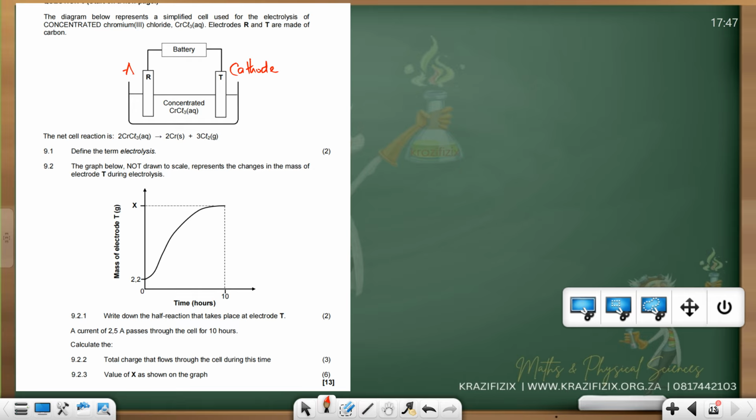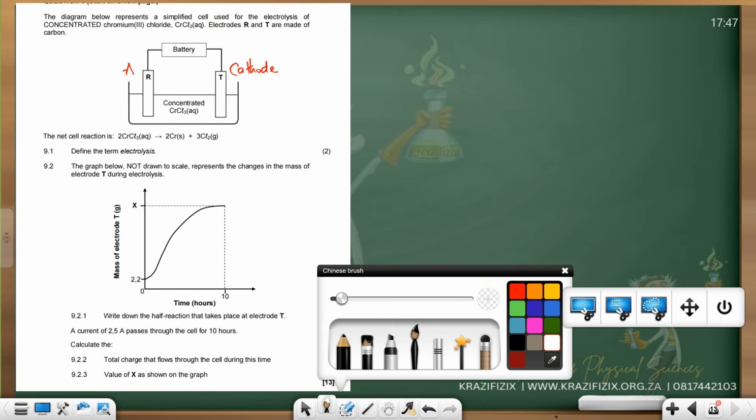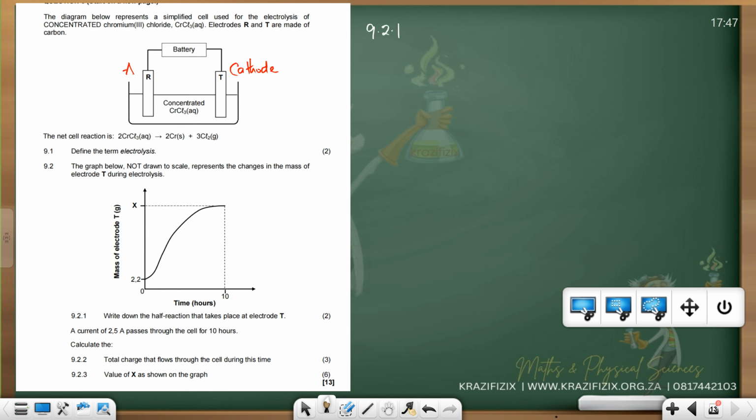Write down the half reaction that occurs at electrode T. 9.2.1. You have 10 seconds. And you can write it without the table. You don't need the table. It is the cathode. It's gaining mass. So we are forming a solid. Case closed. If it's forming a solid, that's reduction, which is gaining of electrons. So I'm done.